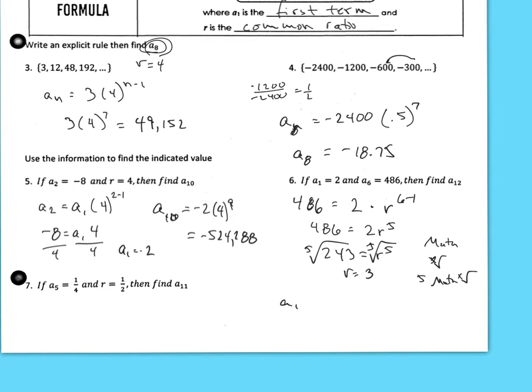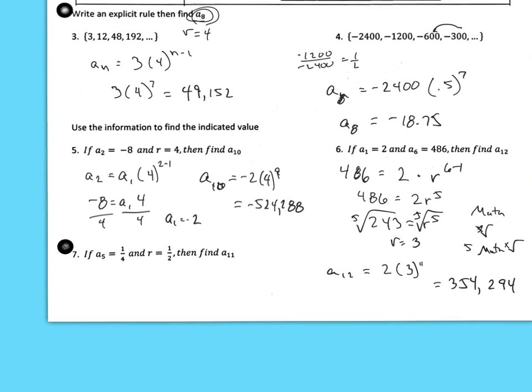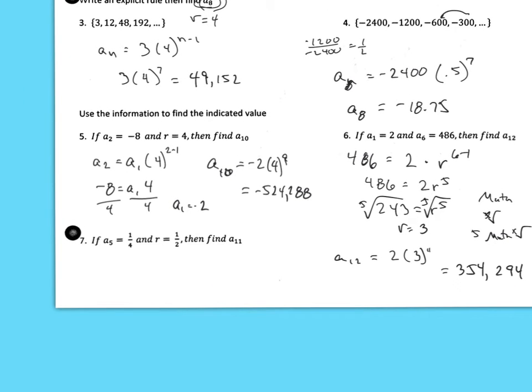And so now we can answer the question. The 12th term is equal to 2 times 3 to the 11th power, because that's obviously 12 minus 1. So this is 354,294. Numbers are large. That's just the way it works.